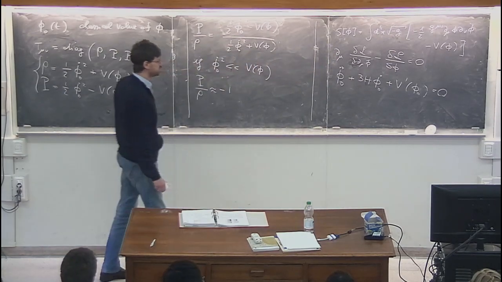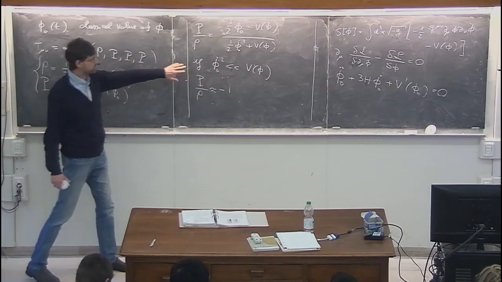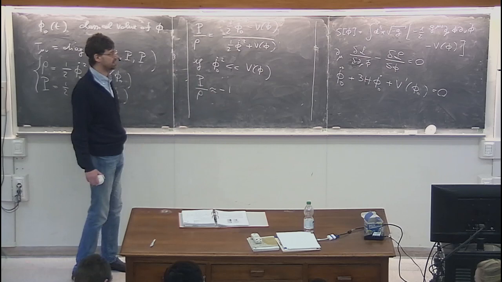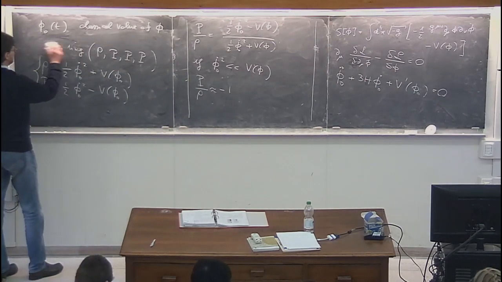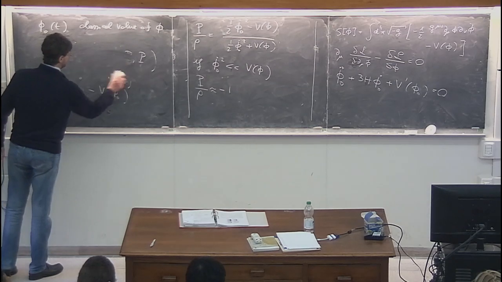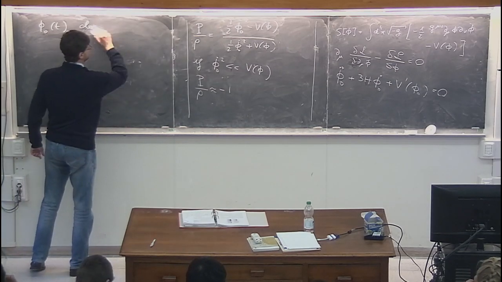All right. Now let's suppose that this condition is correct, and let's elaborate a little bit, starting from that equation. So we are working under the assumption that goes under the name of slow roll.